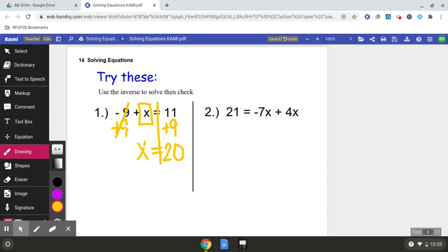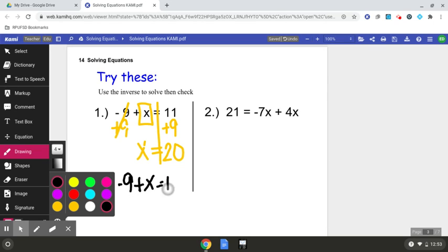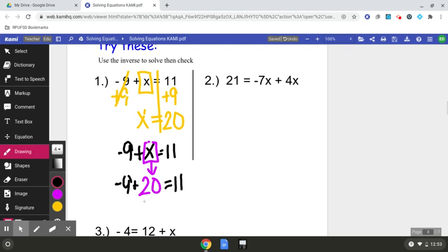Okay, and again, to check this, I could take that original equation, negative 9 plus x is equal to 11, and I could just replace my x now with 20. And again, I'm just checking to make sure that when I combine the left side here, negative 9 plus 20, that I get 11, right? And when I do add negative 9 plus 20, I do get that 11 is equal to 11, and that's how you know you're correct.